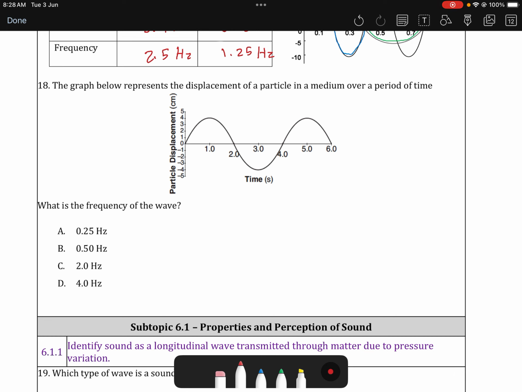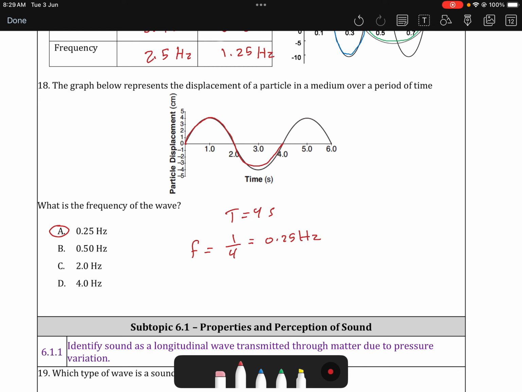Question number 18. From the graph, what is the frequency of the wave? Again, here we need to find the period. This is the period, which is 4 seconds. So T equals 4 seconds. Frequency equals 1 over 4. That means 0.25 hertz. Okay.